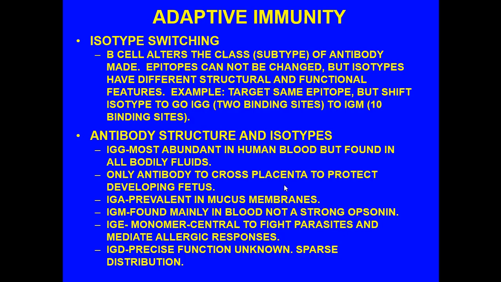IgA is mostly prevalent in mucous membranes. IgM is found mainly in the blood, but it's not a strong opsonin. IgE is a monomer. It's central to fighting parasites and mediates all allergic responses. So if you're doing a blood test and you look at the antibody isotypes and you see a massive increase in IgE, it's a clinical indicator for the possibility of a parasitic infection or an allergic response. IgD is the sparsest in availability, and no one is really clear on its precise function.